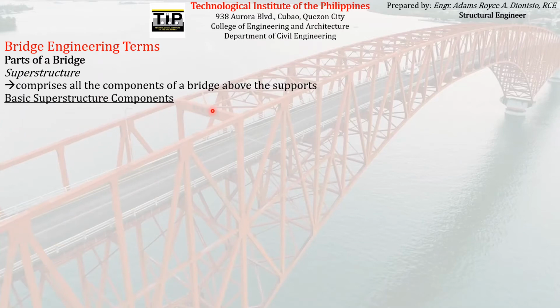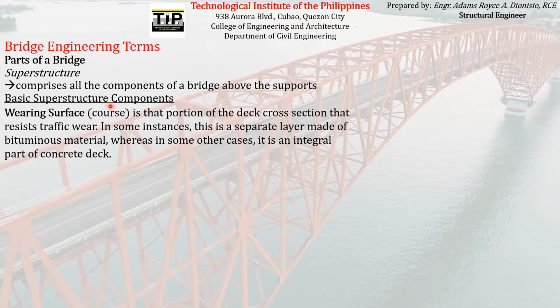There are different basic superstructure components. Just like what I said before, superstructure is a general term. The superstructure describes these basic components that I will enumerate here. The first one is the wearing surface or course. What is a wearing surface or course? It is that portion of the deck cross-section that resists traffic wear. In some instances, this is a separate layer made of bituminous material, whereas in other cases, it is an integral part of the concrete deck.